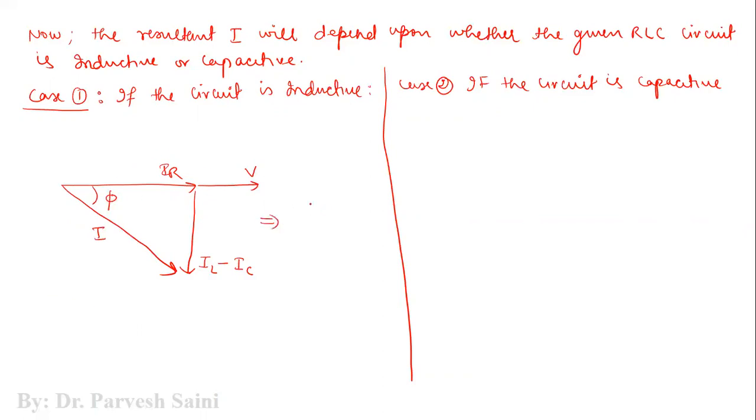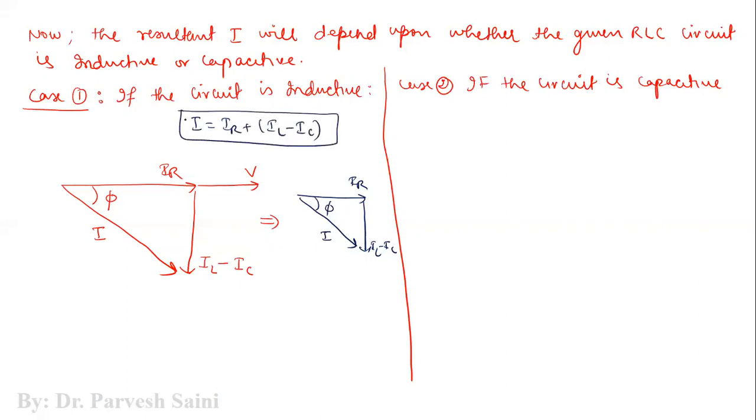So this leads to the current triangle. So we can draw the current triangle also. So the current triangle would be your IR, and the net current IL minus IC, and then you have the net current I. So from here we have I is equal to IR plus IL minus IC, right? So this is the phasor sum. Okay. So as far as the admittance triangle is concerned, the admittance triangle can be done. Now this is the current triangle.